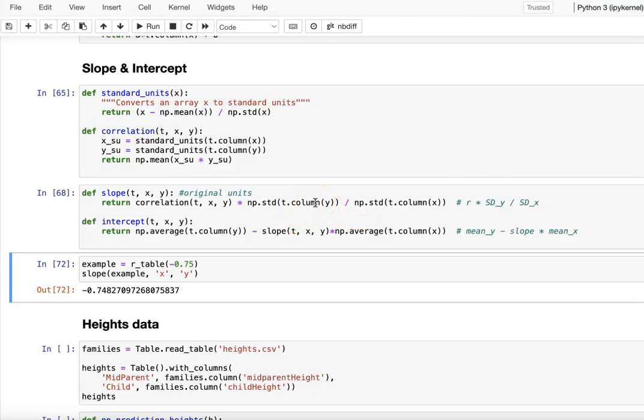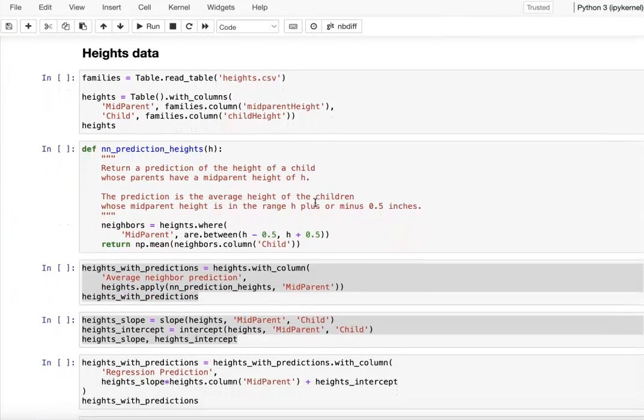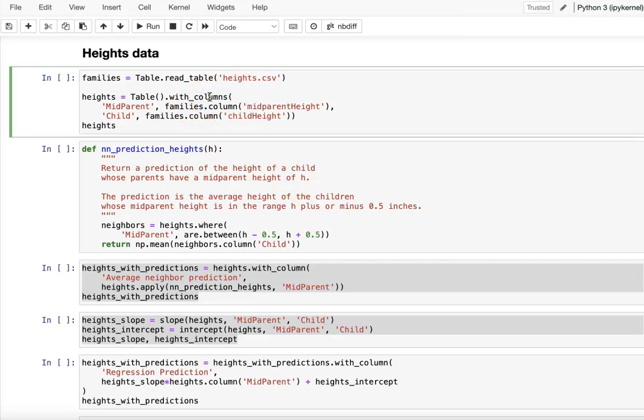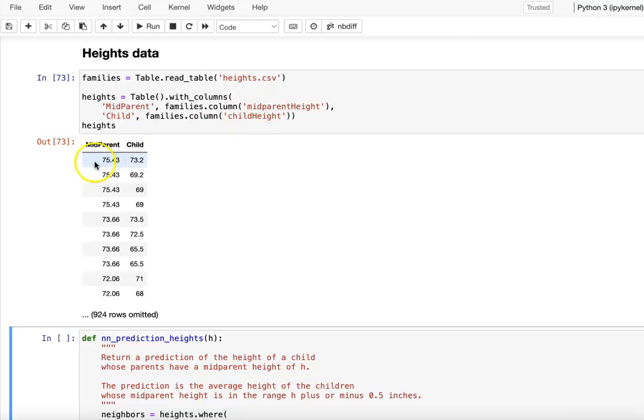After this correction, we go back to our family height example. Remember, we have the parents' heights, the father's height and the mom's height, and also the adult children's height. From the technique we used in the previous lecture, we use the nearest neighbor to predict the children's height. So here we have the parents' height, where we average the father's and the mom's height, and then the children's height.